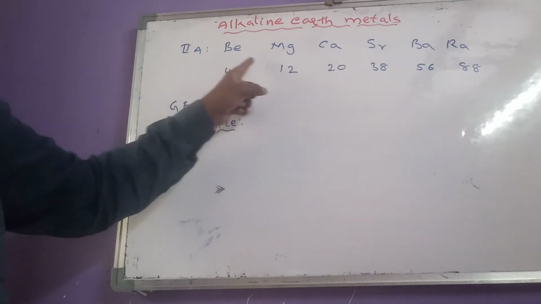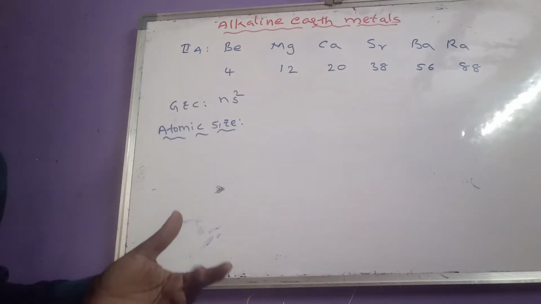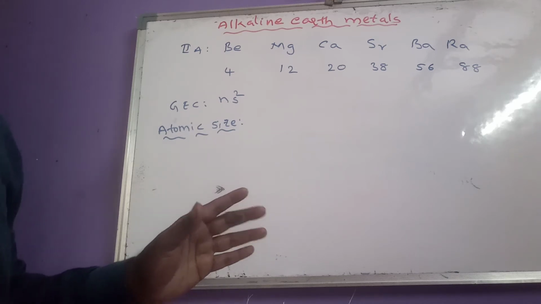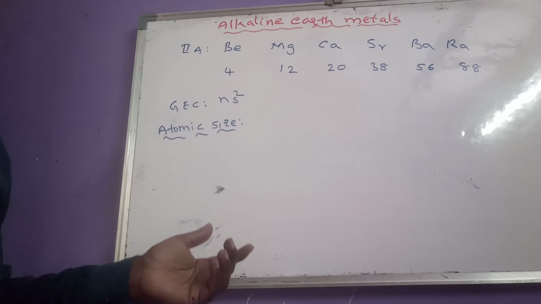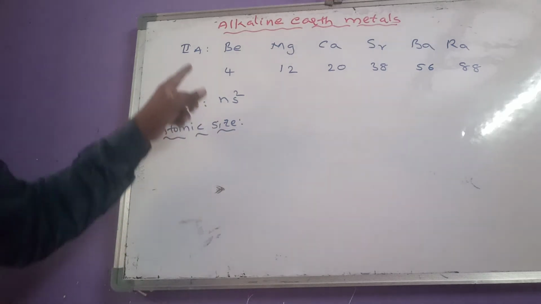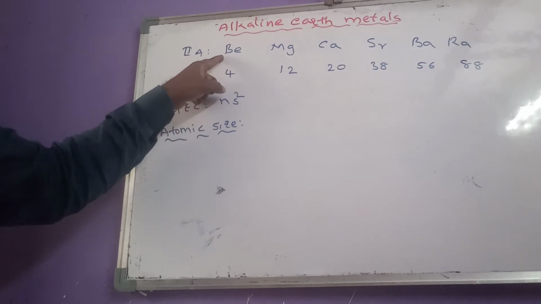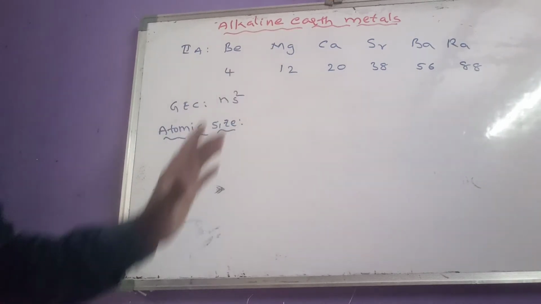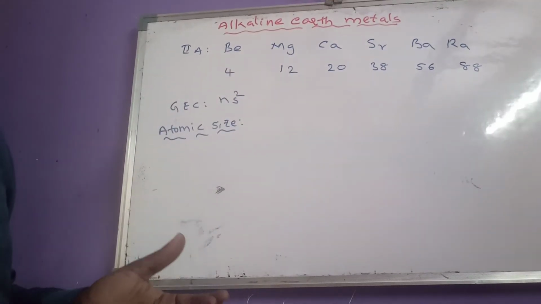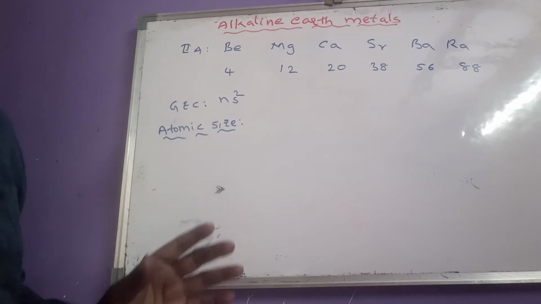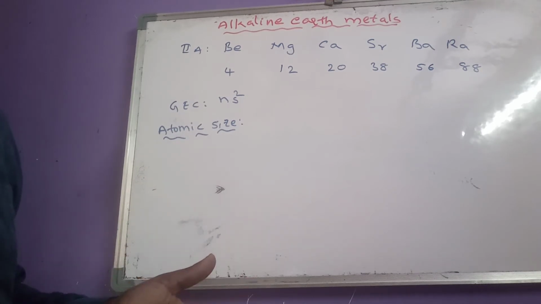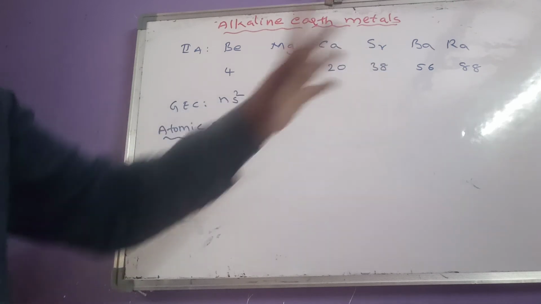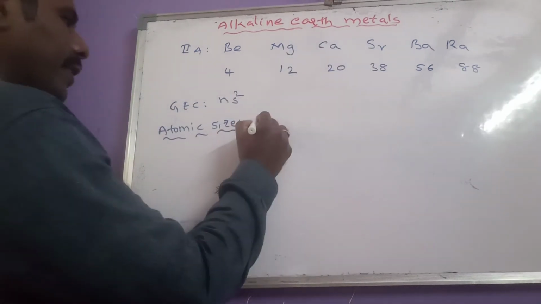So now atomic size increases from beryllium to barium, but these elements have comparatively less atomic size than the corresponding first A group elements. That means comparatively, lithium, beryllium has smaller atomic size. Comparatively sodium, magnesium has less atomic size. So like that, these have smaller atomic size comparatively with which one? Corresponding first A group elements. But top to bottom atomic size increases.